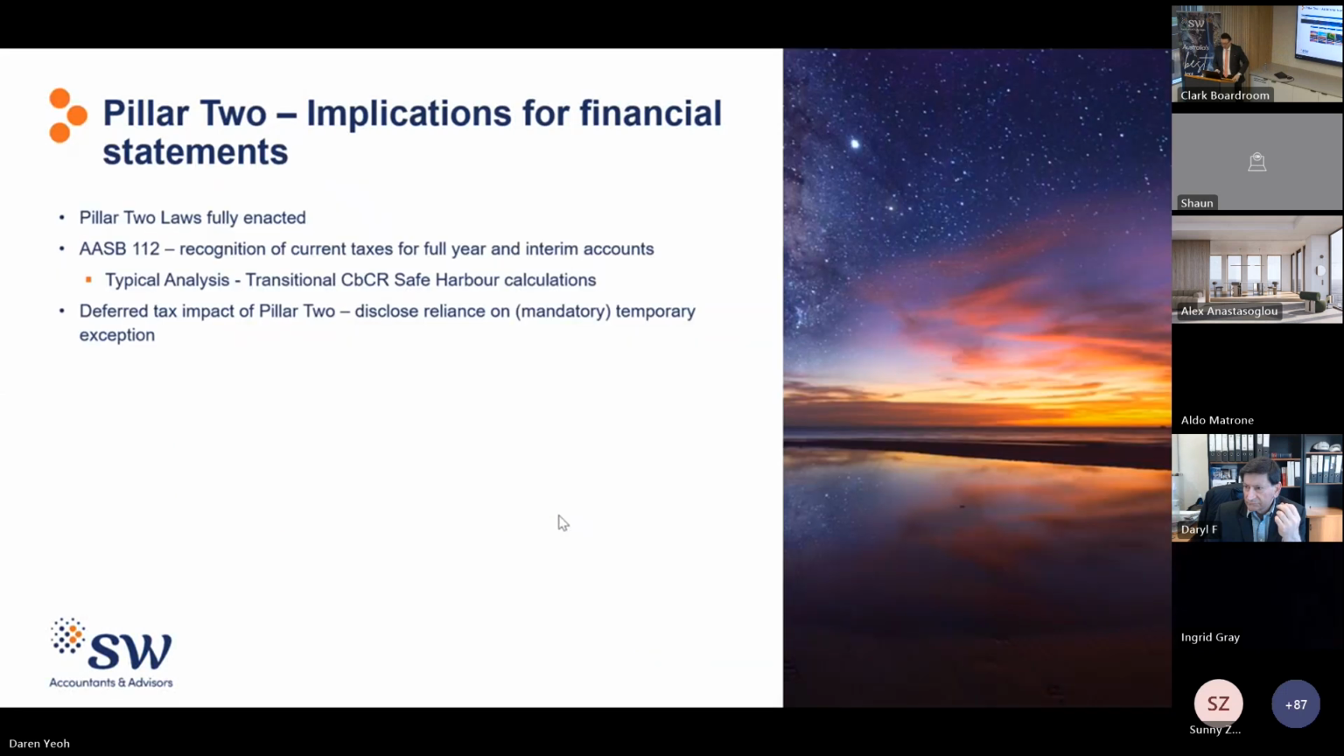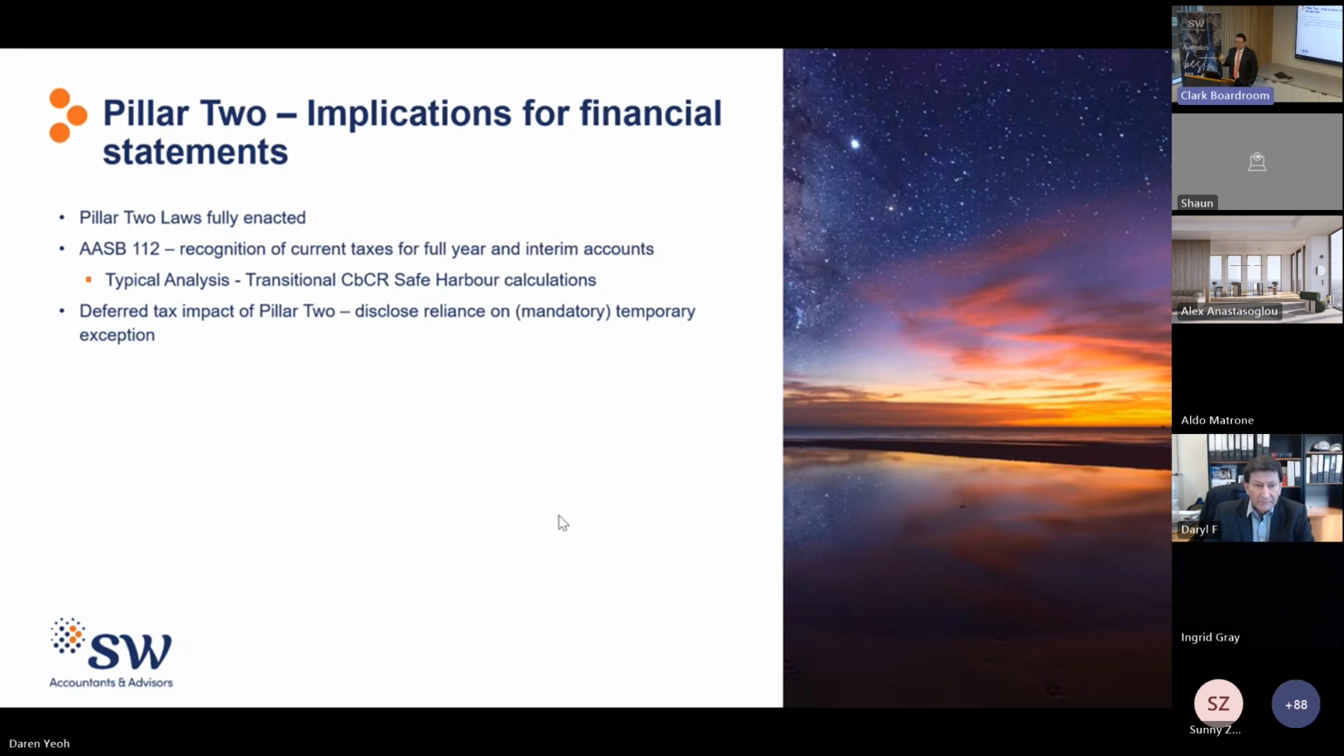What are the implications for your financial statements? The Pillar 2 legislation received royal assent on 10 December 2024. The subordinated legislation, the rules which govern how you perform the Pillar 2 calculations, got registered just before Christmas. So what does that mean? That means that as at 31 December 2024, the rules are fully enacted.